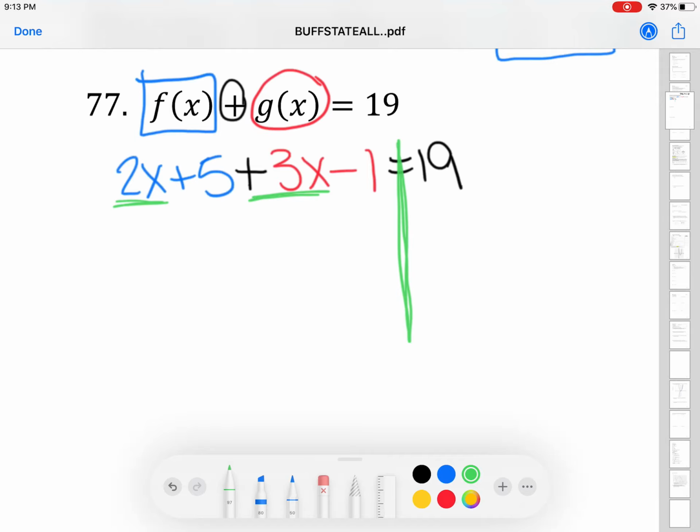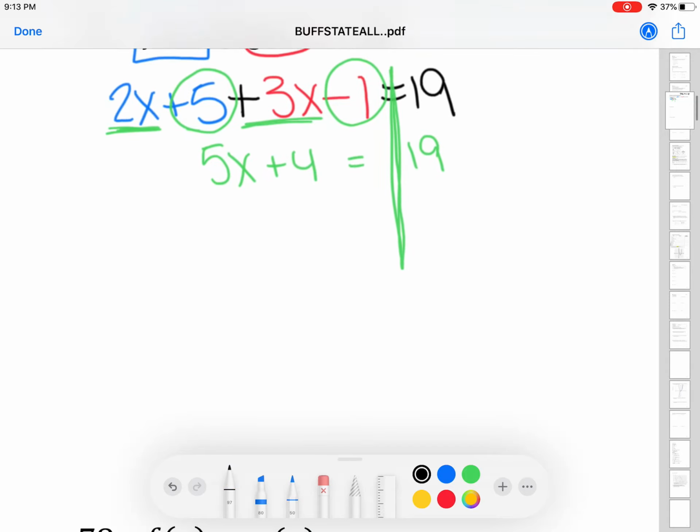It's probably the biggest mistake people make when solving equations. They try to just subtract something from the same side. You can't do that. If they're on the same side, you just add them together. 2x plus 3x is 5x. And I can also add these numbers together because they're on the same side. 5 minus 1 is a plus 4. And that is equal to 19, and we are in that basic form instantly. It's so nice when we get back to that.